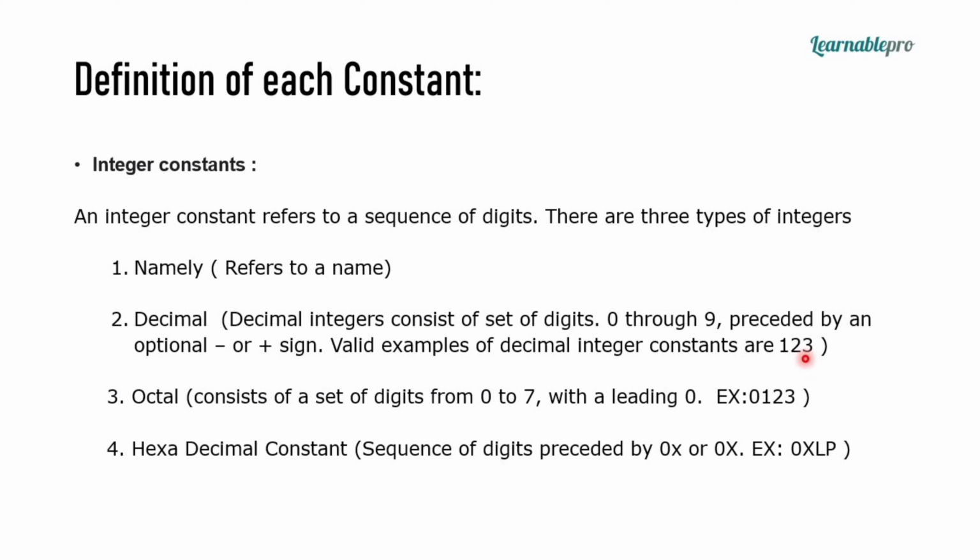When it comes to octal integer constants, they consist of a set of digits from 0 to 7 with a leading 0. So whatever sequence of digits we write should have a preceding 0, for example 0123 or 0987. The last constant under integer constants is the hexadecimal constant. Just like octal, hexadecimal constants have a preceding 0x, like 0x LP or 0x DP. All these kinds of constants are integer constants.